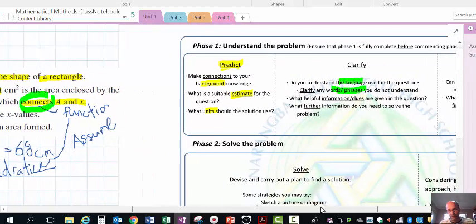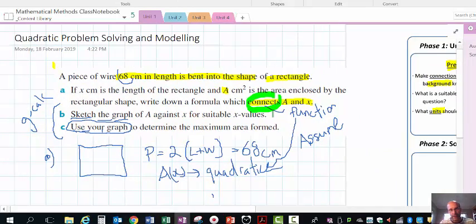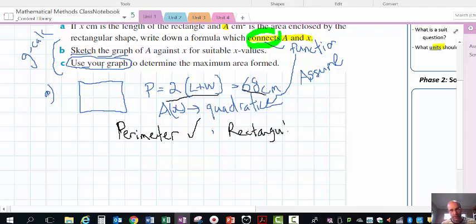What helpful information or clues is there in the question is the next bit. Alright, so well, we have a perimeter, and we know the formula for a perimeter, and we also know the value of that, so that's helpful. We know it's a rectangle, so we know it's a perimeter of a rectangle, needs to be used, or probably will be used. And use your graph to determine the maximum area, so the area must change.